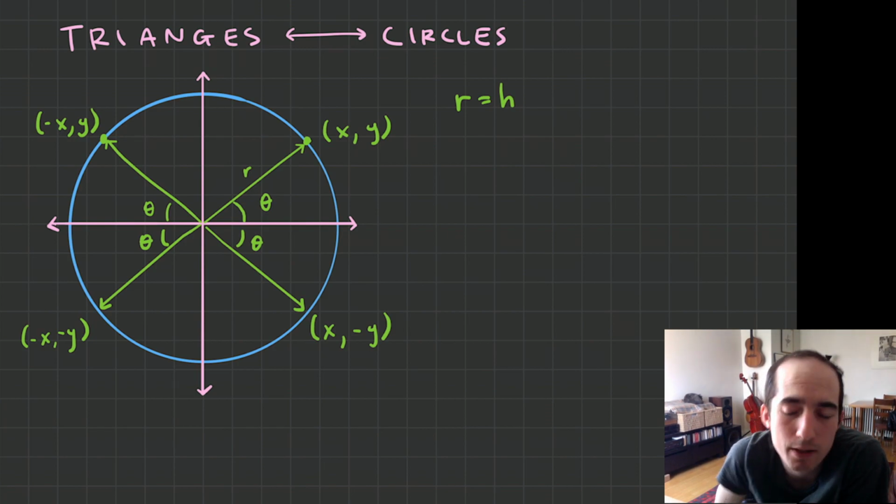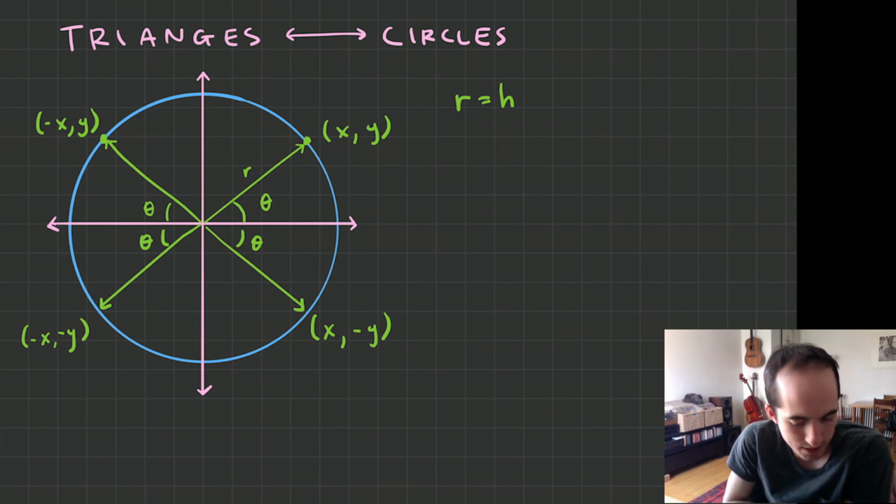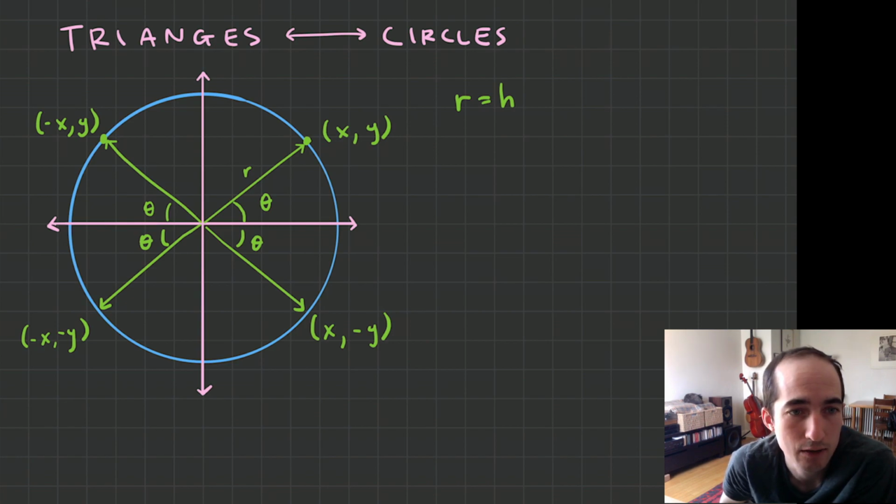Let's see. Okay, we got 10 people. Let's do this. Okay, we are going to continue our investigation of trigonometry today. So we're looking at the connection between triangles and circles. So that's what we're doing. It's going to be great.